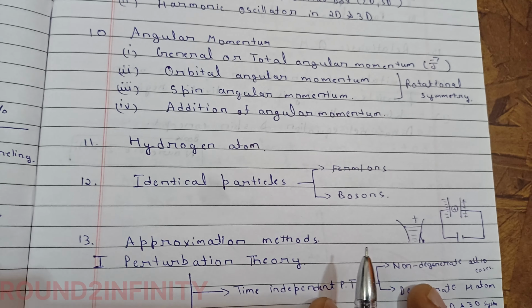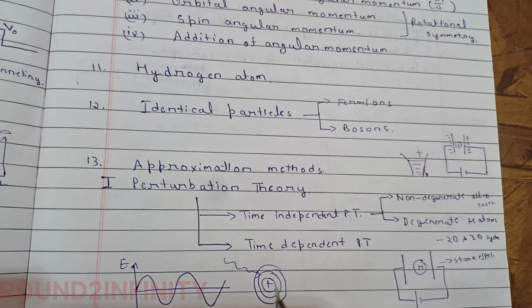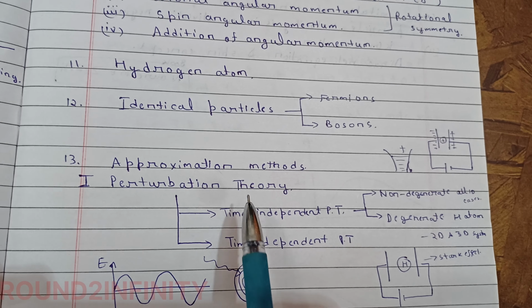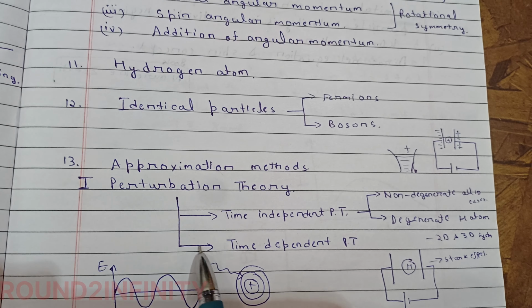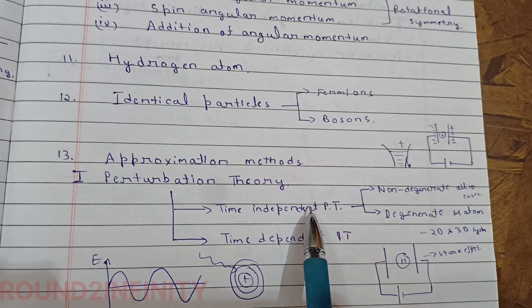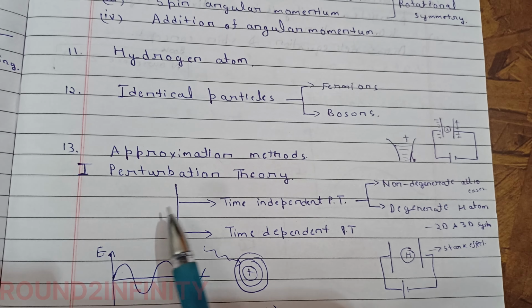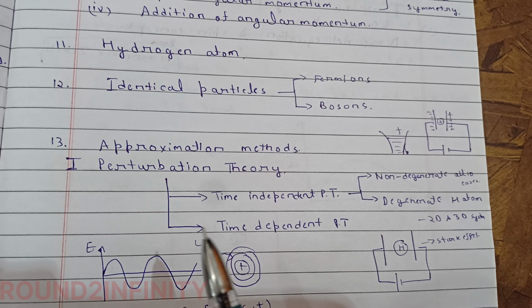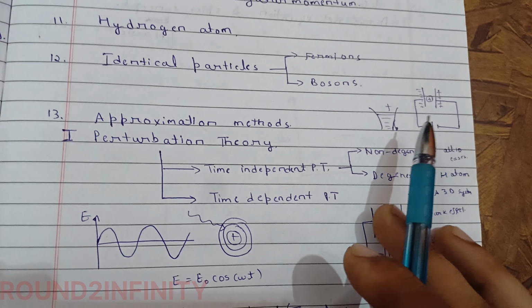Then comes the approximation methods in quantum mechanics. So approximation methods have the perturbation theory. It involves two types of perturbation theory: we have the time independent one and the time dependent one. So what is the meaning of perturbation? It means there is some disturbance in the energy, and that is called the perturbation.